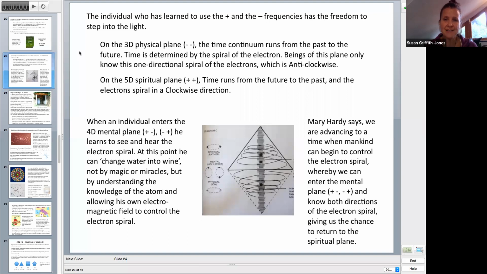So Mary Hardy says, back in the 1970s, in fact, she quotes the turn of the century, 2000, and the years beyond 2000, as the time when we're advancing to a point where mankind can begin to control the electron spiral, whereby we can enter the mental plane, also because the electromagnetic frequencies of the Earth, of the solar system, are increasing, and we are hence increasing our electromagnetic frequencies as humans here on Earth. So we can enter the mental plane and know both directions of the electron spiral, giving us the chance to eventually return to the spiritual plane.